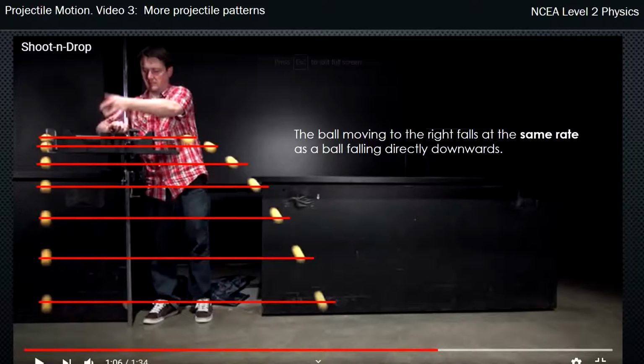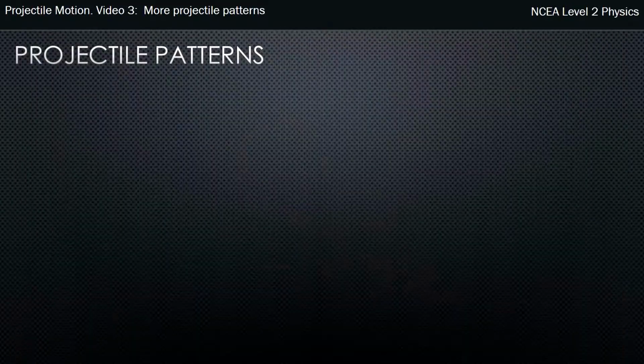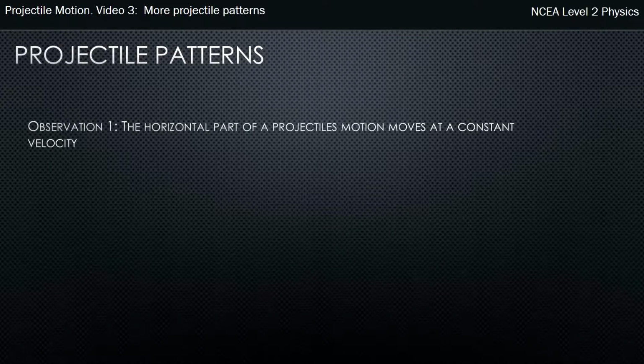And it's a really important observation that if you just think about the right ball and its movement downwards, it lines up with something that's just free falling. So the ball moving on the right falls at the same rate as a ball falling directly downwards. So with this video and the first video you watched, you come up with two observations.